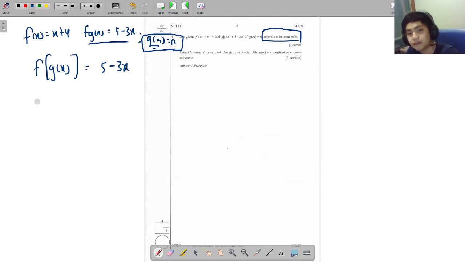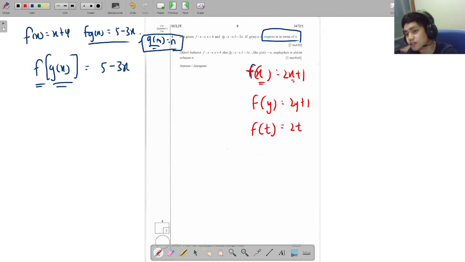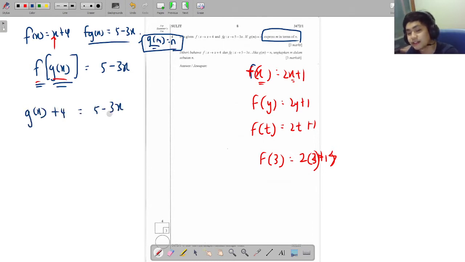So from here, we know g(x); this is technically how a function works. If I were to give you an example, let's say f(x) equals 2x plus 1, so whatever happens here occurs here. If I say f(y), this will become y. If I call it f(t), this will become 2t plus 1. And if I called it 3, this would be 2 times 3 plus 1. So if I say fg(x), it means that g(x) will be applied here. So it would mean that I will get g(x) plus 4 equals 5 minus 3x.